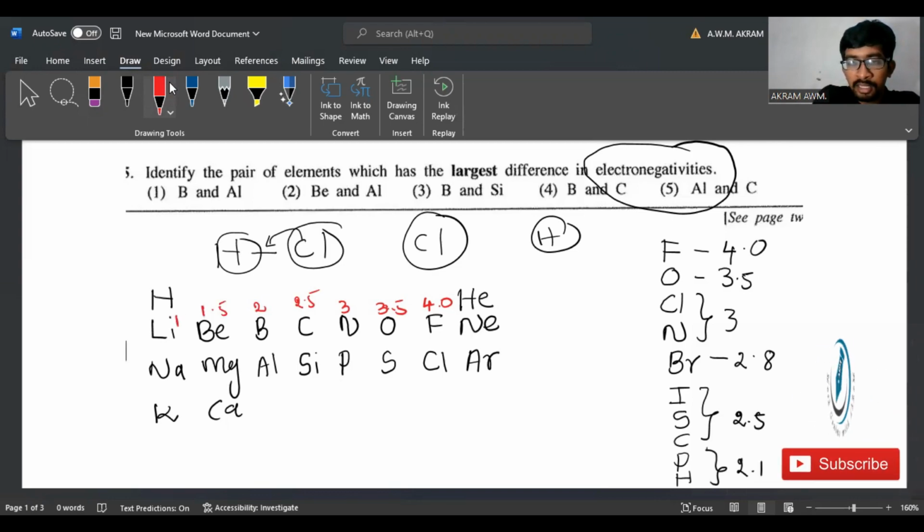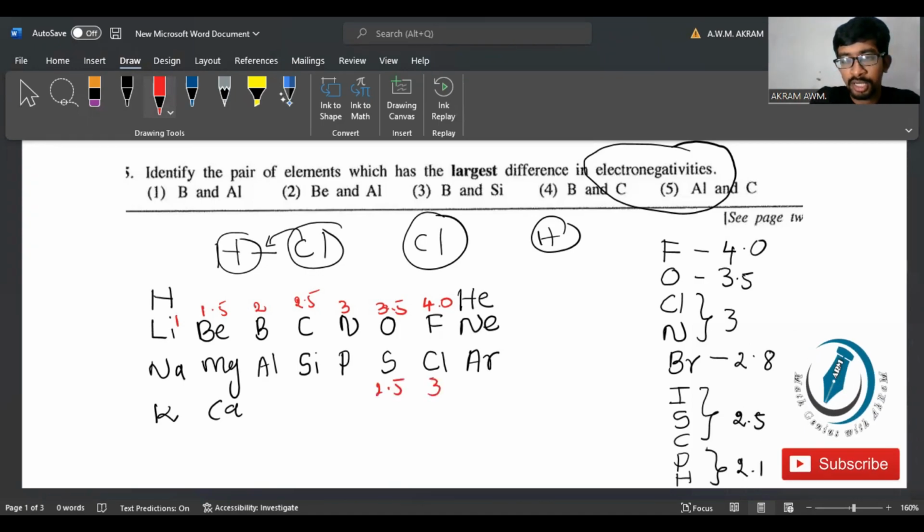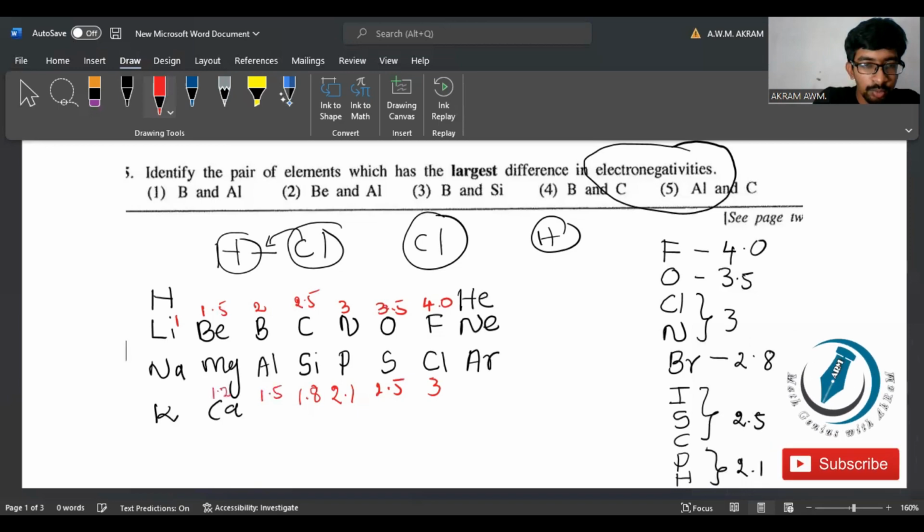Here chlorine has 3, sulfur has 2.5, and phosphorus has 2.1. We can see the difference between these two elements is 0.5, then 0.4, then 0.3. The minimum difference between two elements is 0.3. Then it will come 1.8, 1.5, 1.2, and 0.9.